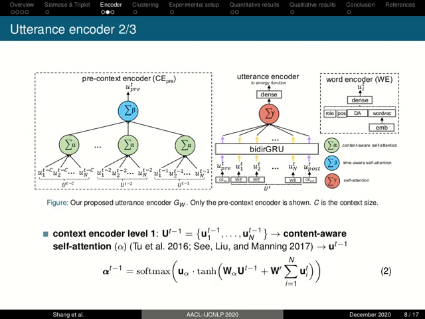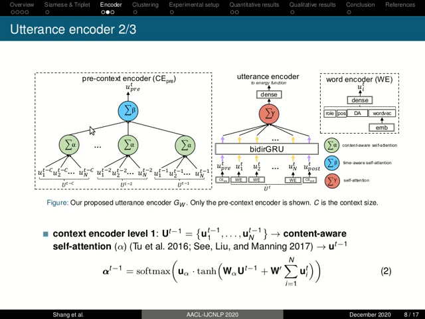Next, the pre- and post-context encoders have the same architecture, so I'll only present the pre-context one here. It is used to aggregate UT-1 to UT-C preceding utterances into a context vector UPre. C is the context size. Our context encoder has two levels. At level 1, the same attention mechanism alpha is applied to all utterances separately in order to combine the word representations into an utterance representation.